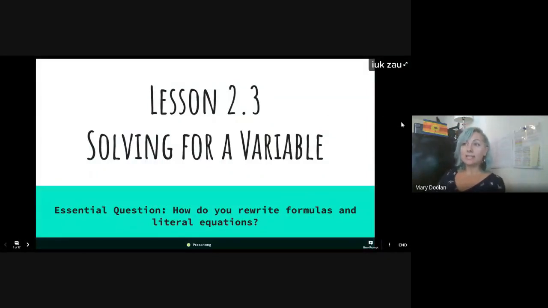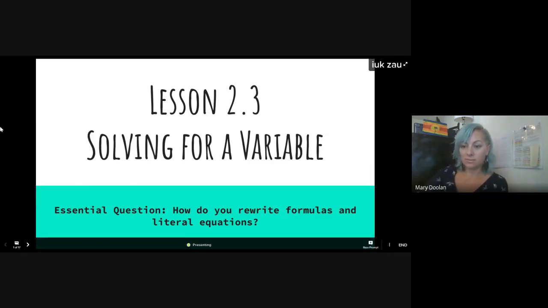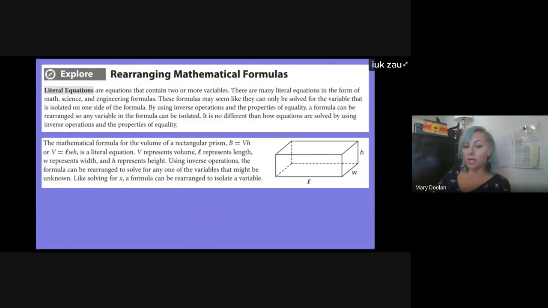So our lesson 2.3, this is out of your textbook. It's lesson 2.3, solving for a variable. Your essential question: how do you rewrite formulas and literal equations? Okay, so with this lesson, basically we're rearranging mathematical formulas.